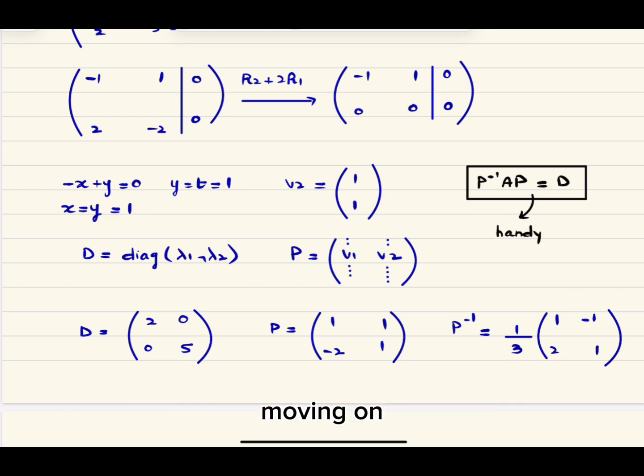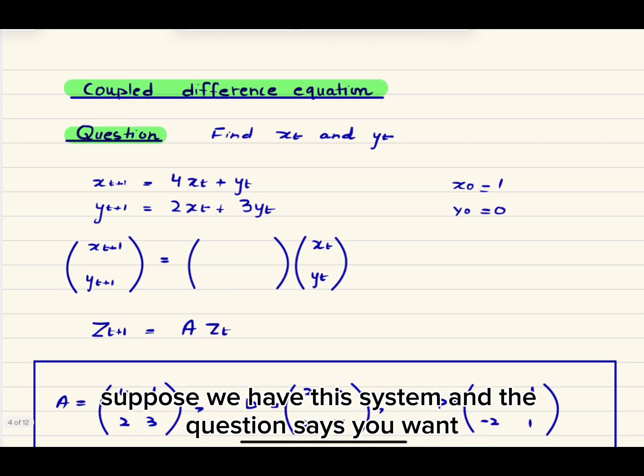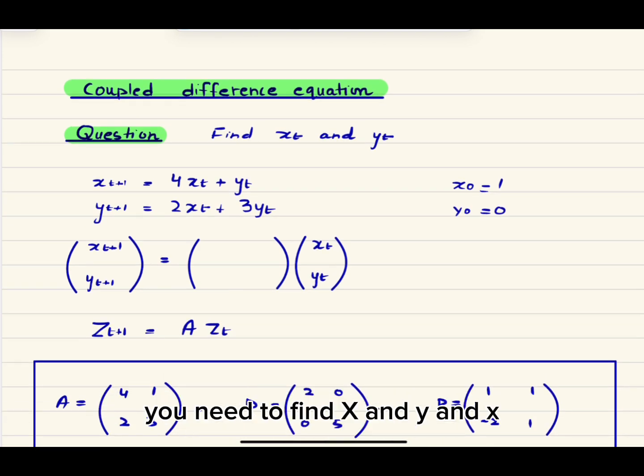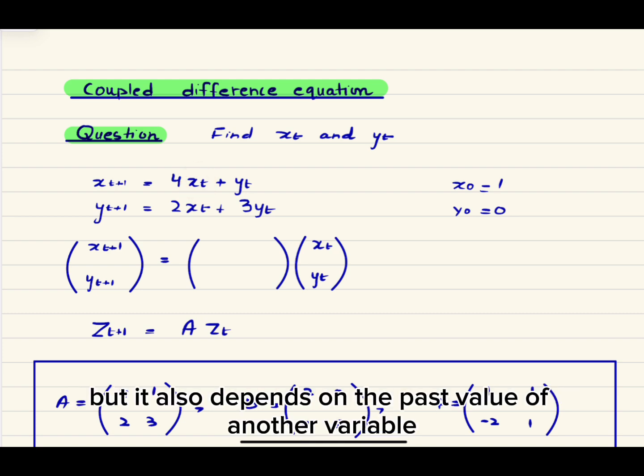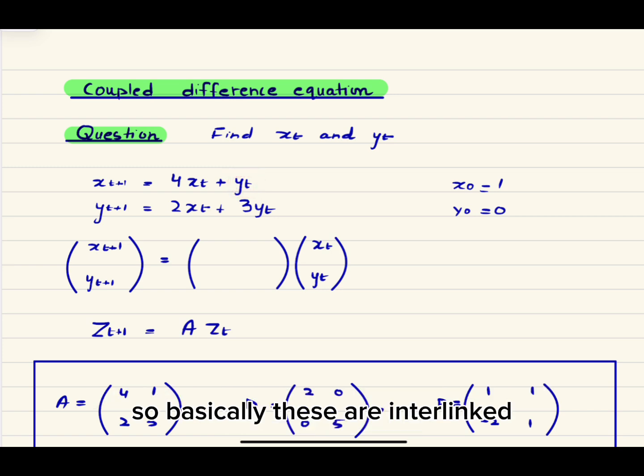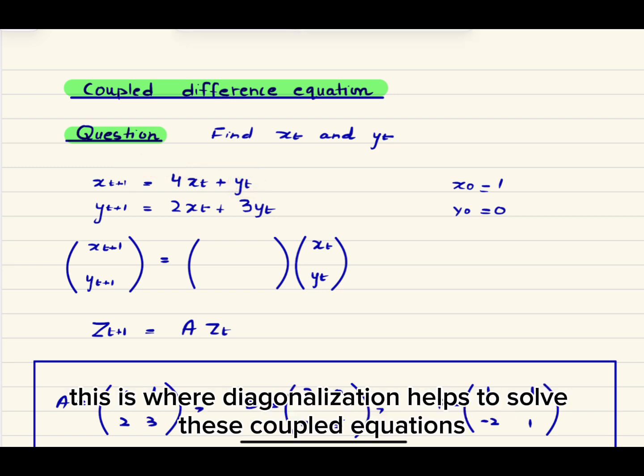Okay, moving on. Suppose we have this system and the question says you need to find x and y. The future value of x not only depends on its own past value, but it also depends on the past value of another variable. So basically these are interlinked. This is where diagonalization helps to solve these coupled equations.